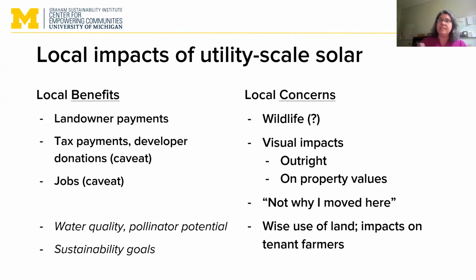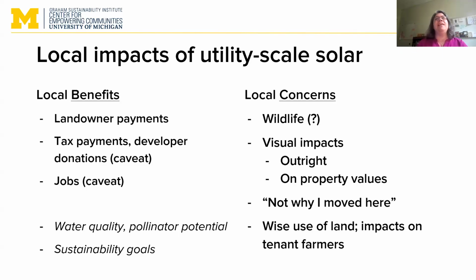And while there's some research on this now, not enough, particularly at the scale of the solar farms that we're seeing, at least in our part of the country. Very often we hear, "This is not why I moved here," in terms of a change to the landscape. And we also talk a lot about local concerns about whether this is a wise use of land and impacts on tenant farmers. And I'm going to save how we talk about farmland preservation for a couple slides later, because that's, for better or for worse, what I think about a lot.